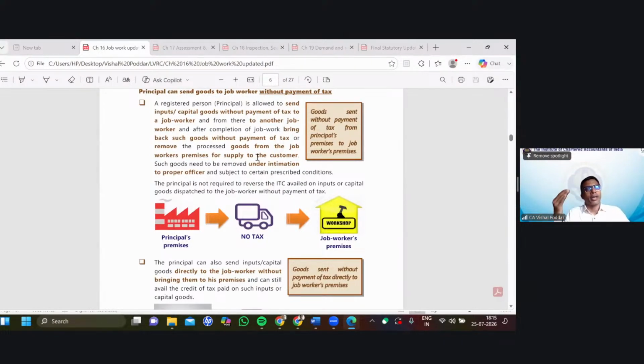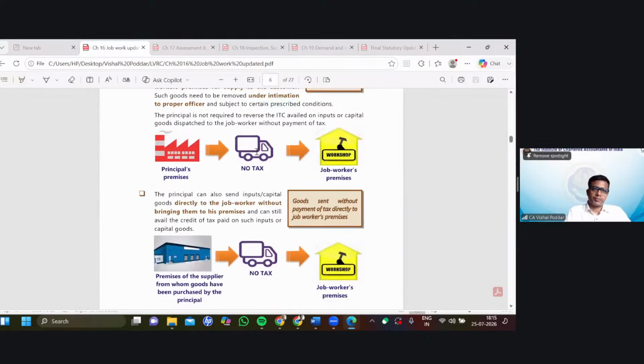So as a principal, I can send goods to the job worker. While sending, there is no need of charging GST. From one job worker, I can ship the goods to another job worker. After the entire job working is done, I can either get back the goods to me, or I can from there ask the job worker to dispatch it to the customer.